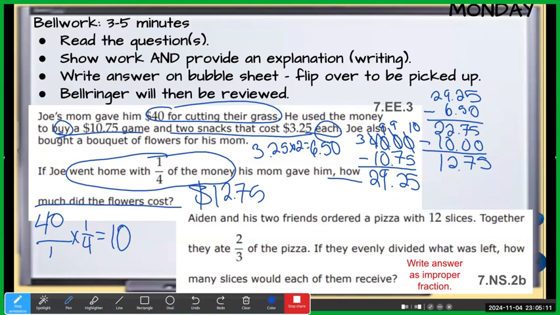Good job, okay? And then I added it all back up and got $40. Stay up there. Change pink color number 2.